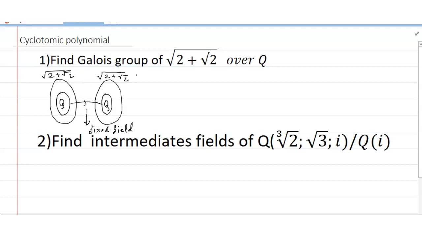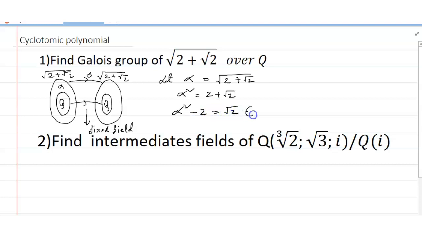I have to find out the number of automorphisms. There is a point A, and I have to find out how many automorphisms I can get. So let alpha equal root of 2 plus root 2, and alpha square equal to 2 plus root 2, and alpha square minus 2 is equal to root 2, which belongs to F. Okay, our field is F.